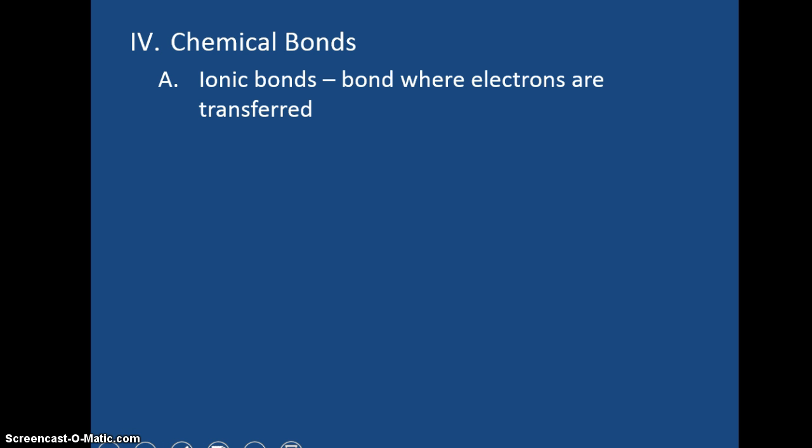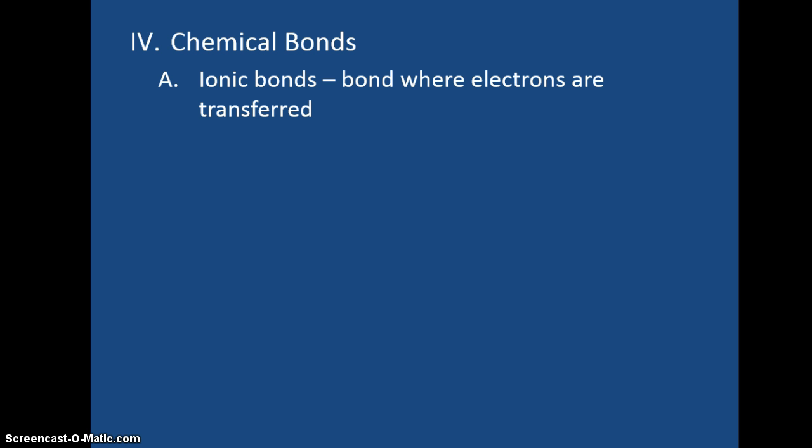Hi students, today we're going to talk about chemical bonds and oxidation numbers. Chemical bonds. There are two main types of chemical bonds we're going to talk about. The first we're going to talk about is ionic bonds.